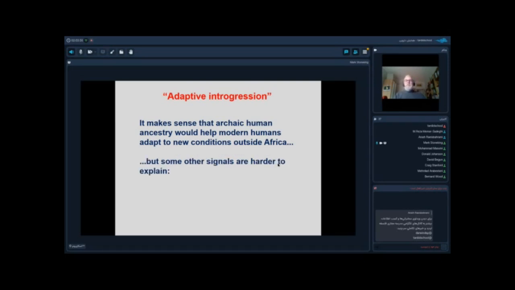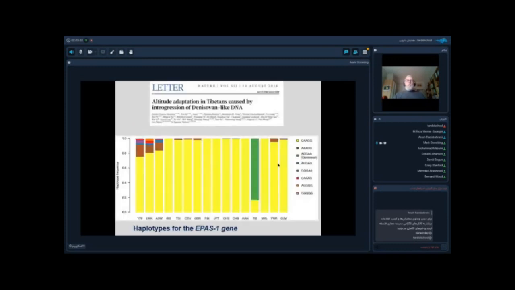But there are some other signals that are a little harder to explain. One of these is in a gene called EPAS1. It turns out this is a gene that's been well known to be involved in high altitude adaptation in Tibetans who live at altitudes in excess of 4,000 meters. These colors show you the different haplotypes, the different variants found at this gene in different human populations. The TIB population is Tibetans, and you can see they have a very high frequency of this variant, which is the selected variant that works well at high altitude.